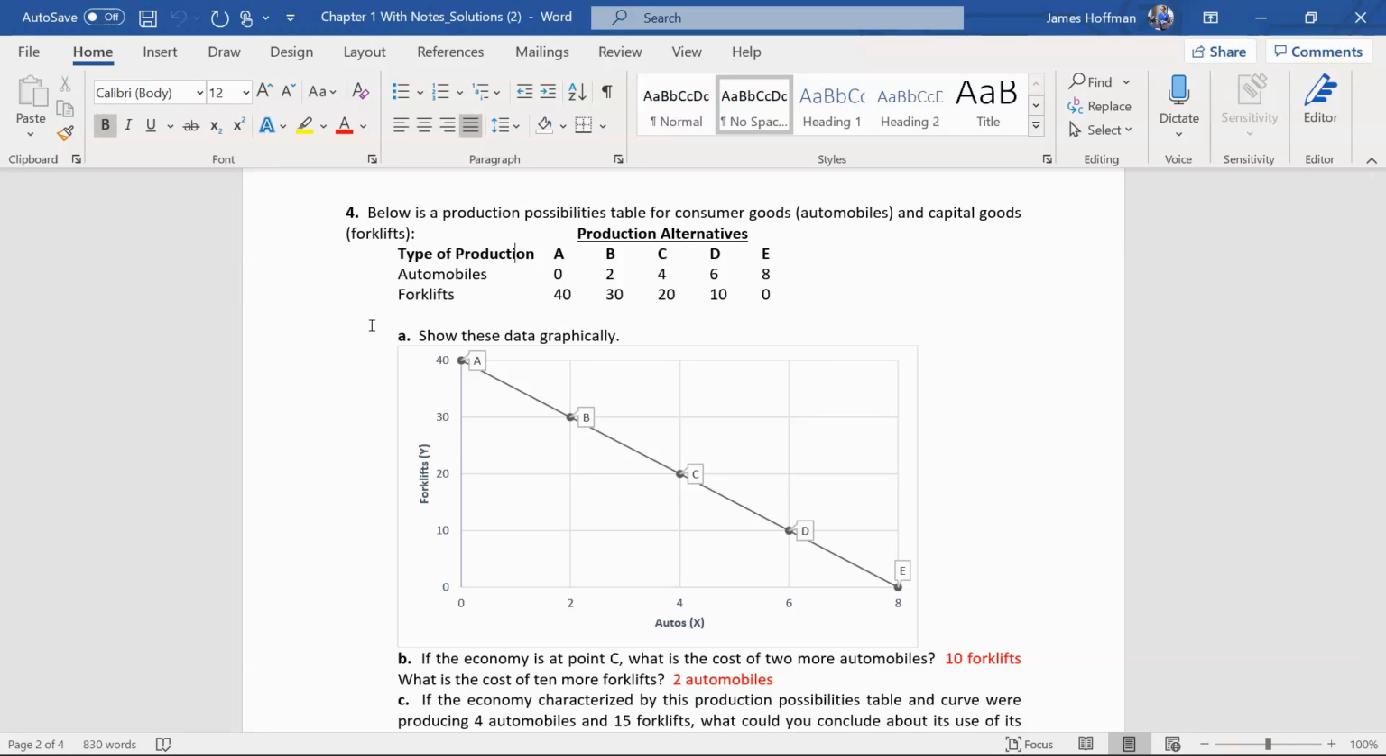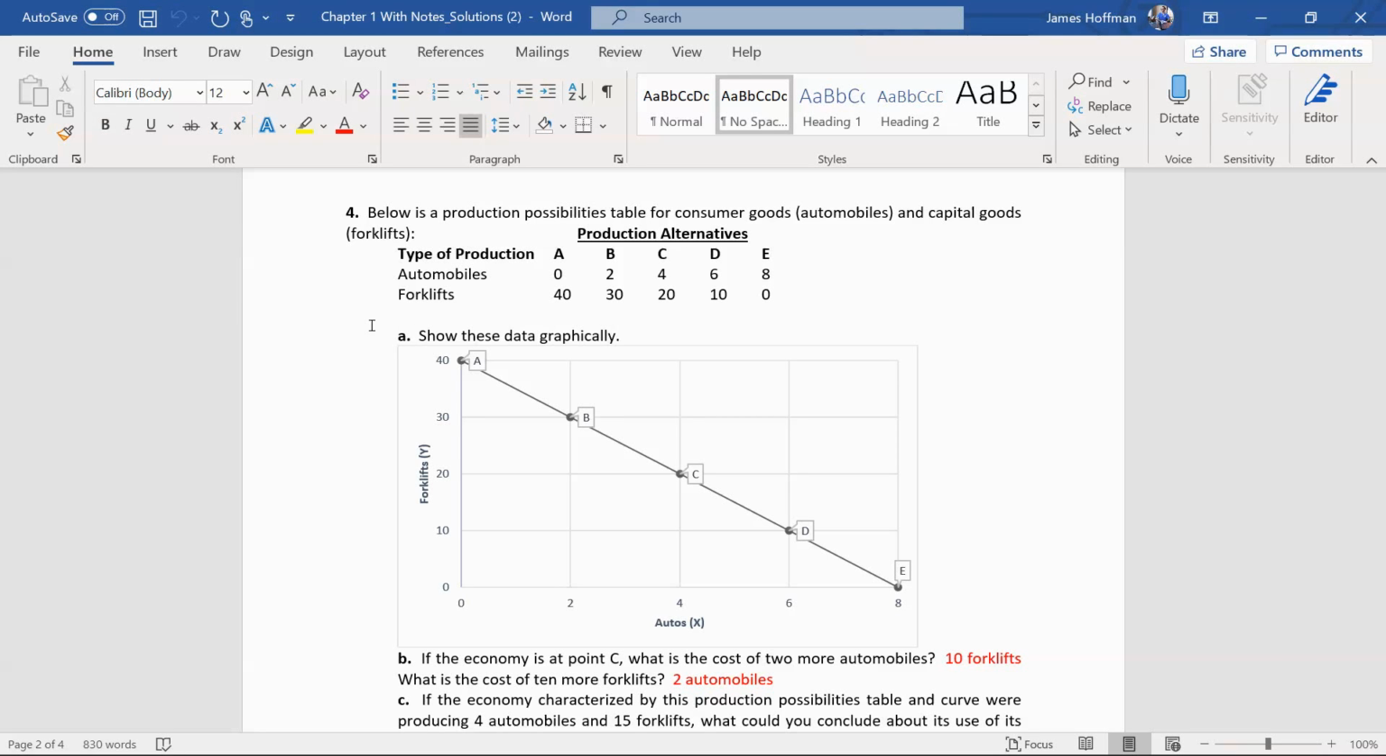So point A is they can produce 0 autos and 40 forklifts. Point B, 2 autos and 20 forklifts, and so these are all the combinations. And the other extreme is if they produce only automobiles, they can do 8 and no forklifts. So those are the production alternatives. And part A in this example is to show these graphically.